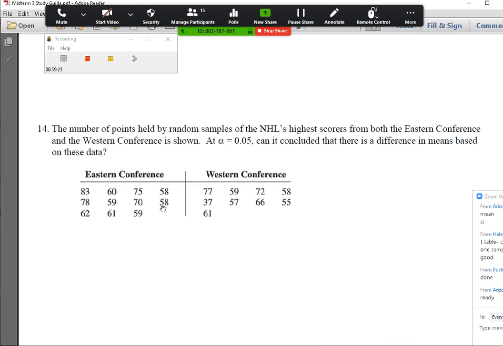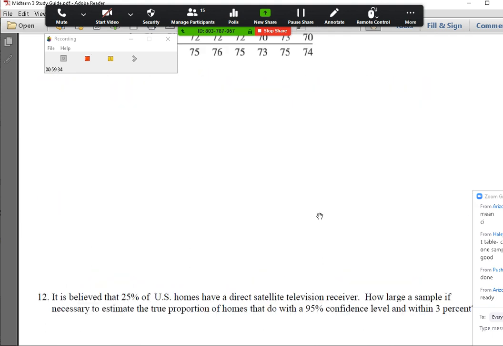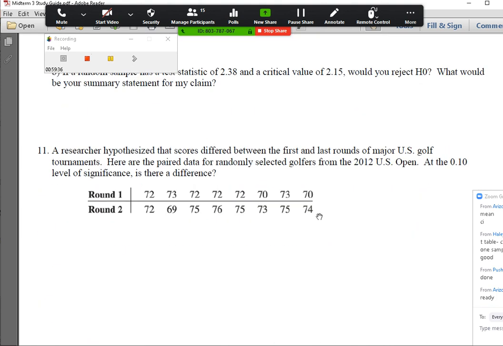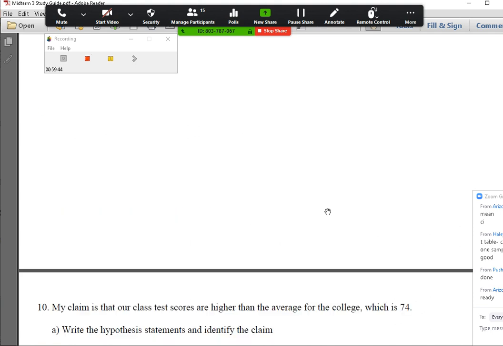People get messed up on this all the time, the independent versus the dependent. Again, they're not matched up. There's just a group of them here and a group of them there. And then let's do this problem here, where these are all matched up, right? So this is dependent. You're going to subtract them, and then you'll only have 1 sample to work with.